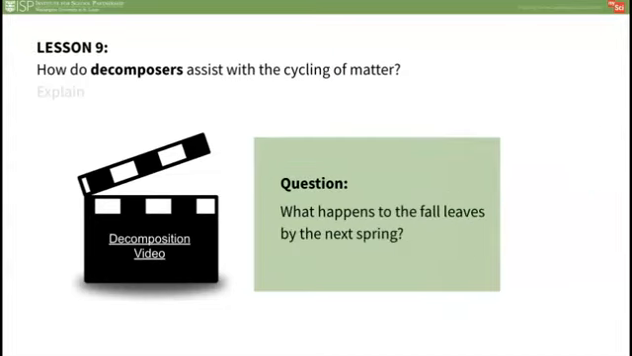Before watching the next video, ask students, what happens to the fall leaves by the next spring? Allow students to turn and talk. View this brief video from the University of Wyoming that shows what happens to fall leaves over the course of a year.